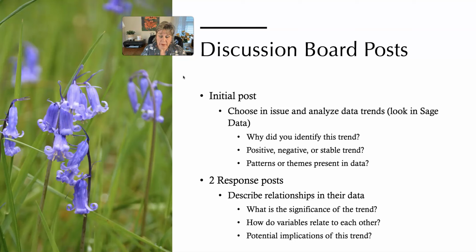All right, and remember that initial post is due by Thursday evening. Your 2 response posts that are due by Sunday evening are all about your peers' data and what their issue is. And so you want to find the significance of this trend. Why is this important? What is this showing you? How do the variables relate to each other? And what are the potential implications of this trend? So what does the future look like having to do with this particular issue? That's what it's asking you. Potential implications. What does the future hold? So those are your discussion board postings.